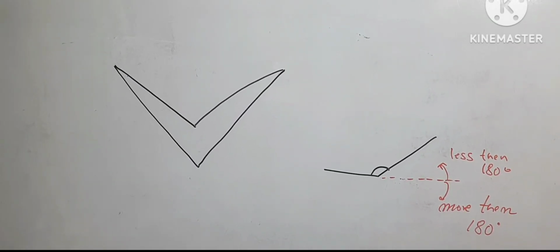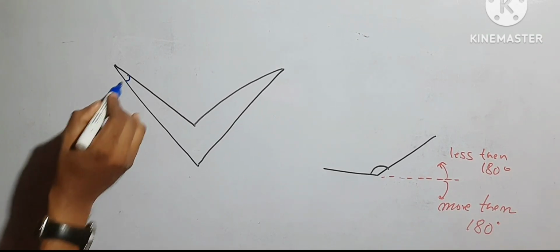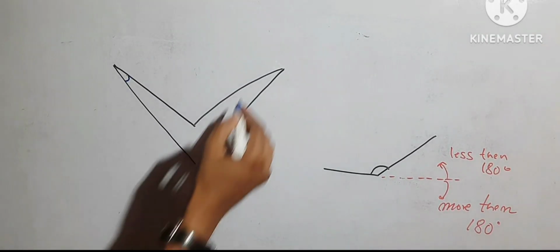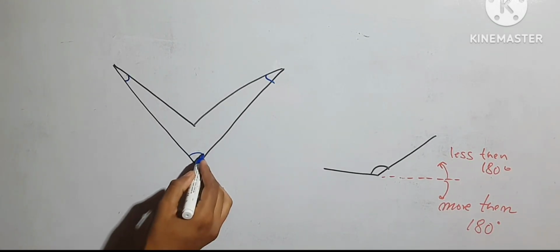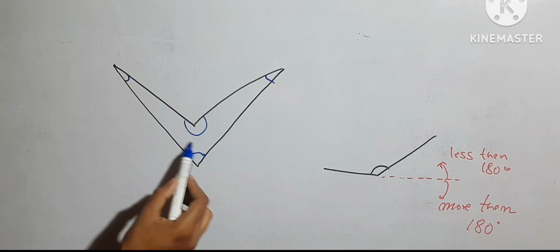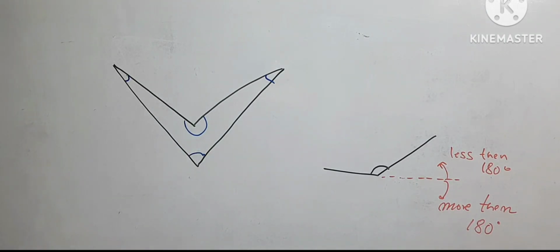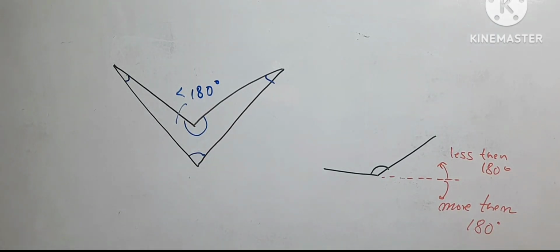First, what do we have to identify? We have to see the angles, whether any angle is greater than 180 or not. If you see this one, this is less than 180. This one is also less than 180, and this one is also less than 180. But when you come to this one, this is bigger than 180. So as this is greater than 180 degrees, any one angle greater than 180 makes it a concave one.